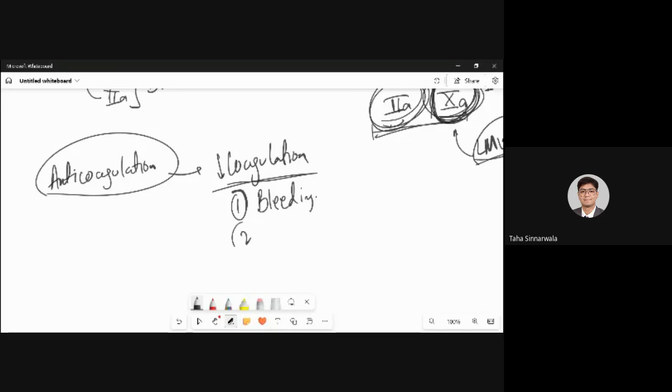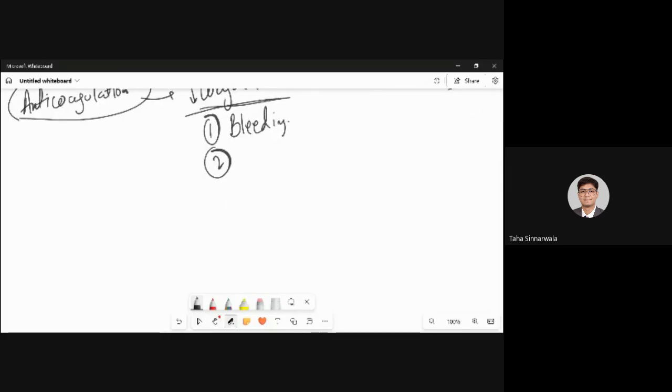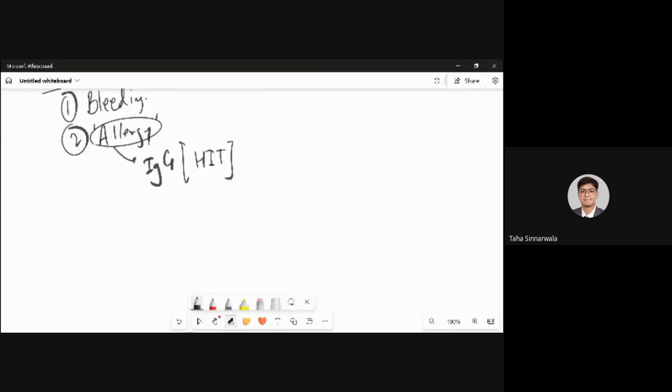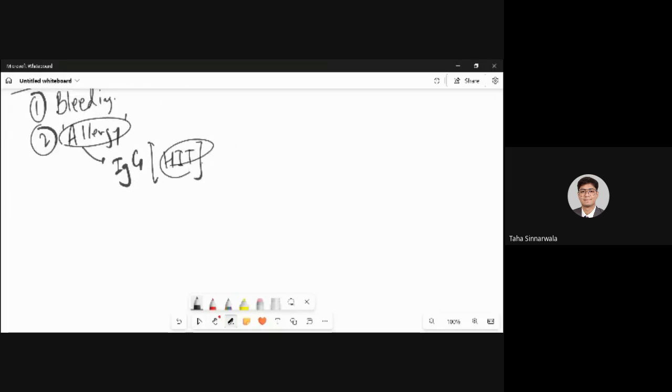Now, the second side effect of heparin is that you can develop an allergy. I use the word allergy a little lightly, so I'll add allergy in quotations. This allergy actually is an IgG mediated condition which is called HIT. Now, the full form of HIT is actually heparin induced thrombocytopenia.